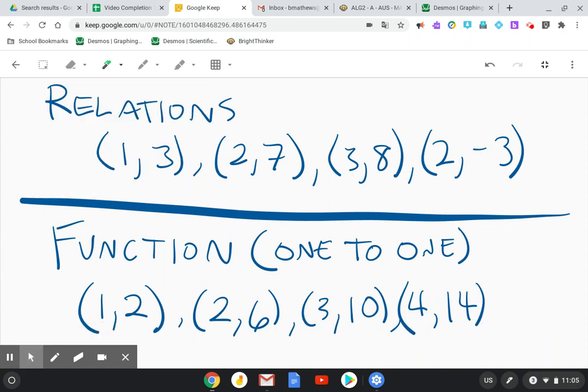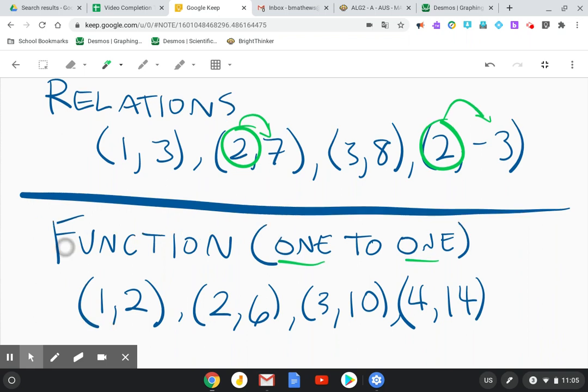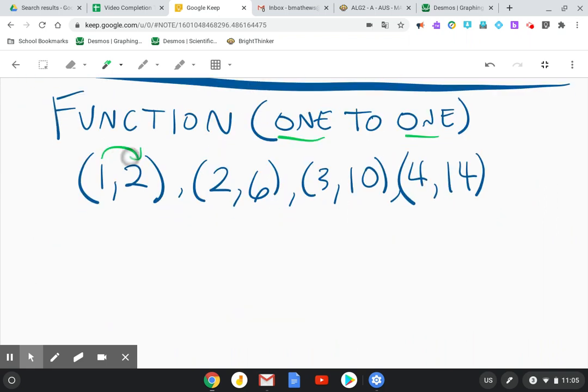you can see we have a repeating 2. There are two 2's. They appear twice. 2 could create a 7. 2 could make a negative 3. That is not allowable in a function. A function is always 1 to 1, which means every x value always leads to the same y value.